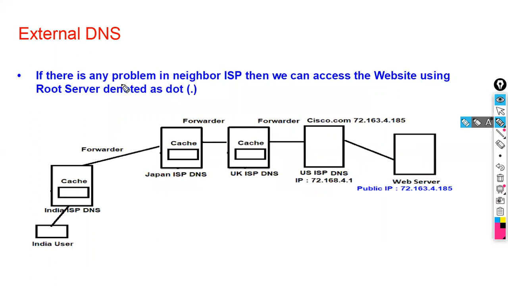Now guys, if there is any problem in the neighbor ISP, so let us say this India user wants to access cisco.com and it will open cisco.com, but this India user is unable to open it because there is a problem in the neighbor ISP. There is a problem in Japan ISP and cisco.com is not opening here. So guys, can we access this Cisco website if there is a problem in the neighbor DNS?